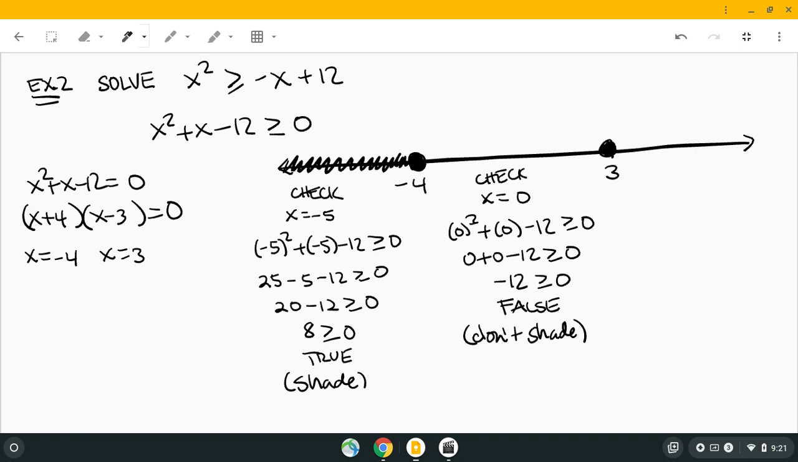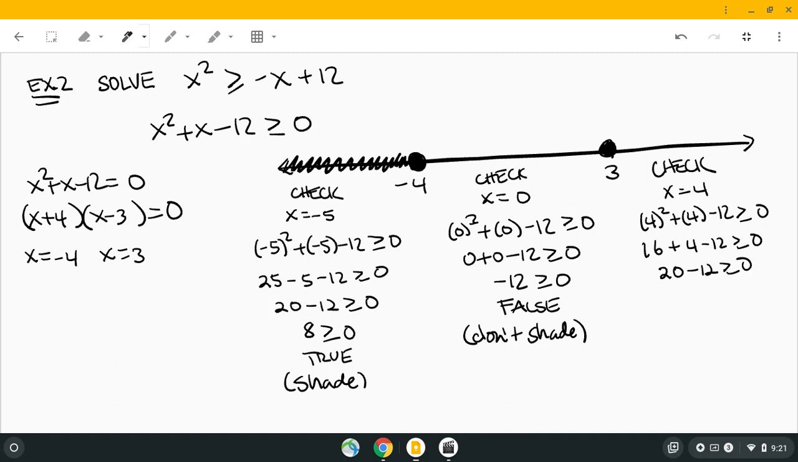Okay. And we have to check this last region. I will use x equals +4. So let's see what we get. 4 squared plus 4 minus 12. Is this greater than or equal to 0? 16 plus 4 minus 12. 16 plus 4 is 20. 20 minus 12 is 8. And that is true. 8 is greater than or equal to 0. So we will go ahead and shade this area.